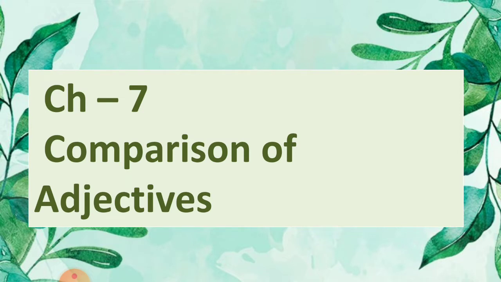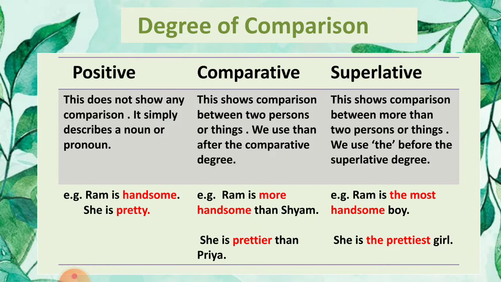So, today in this chapter, we are going to see that adjectives have three degrees of comparison: positive degree, comparative degree, and superlative degree. And we will be learning in detail about all the three degrees. So, the first degree is positive degree.